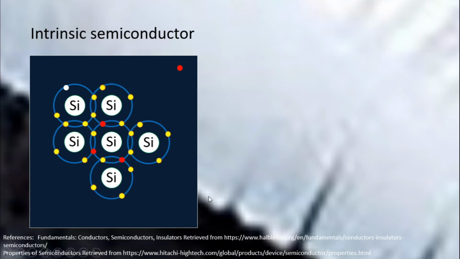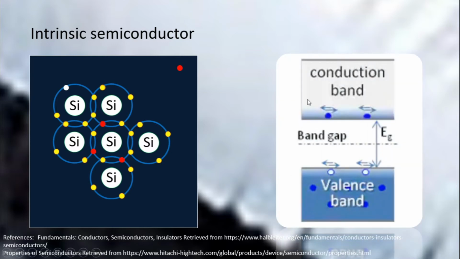Thus, there will be a flow of holes and electrons within the semiconductor, specifically flow of free electrons in the conduction band and flow of holes in the valence band, as indicated by the arrows in this illustration. Take note that the flow of holes is opposite to that of the electrons.